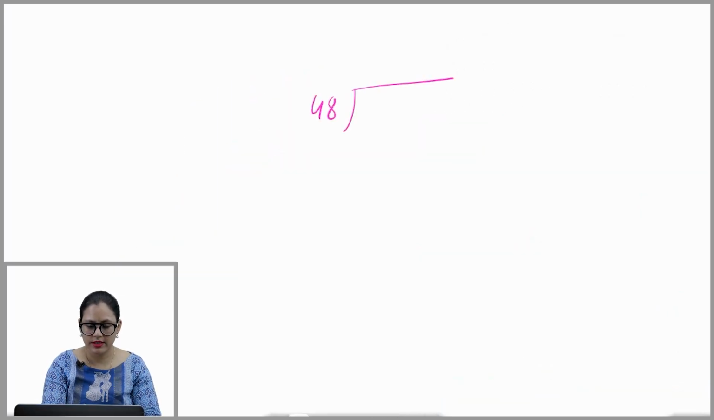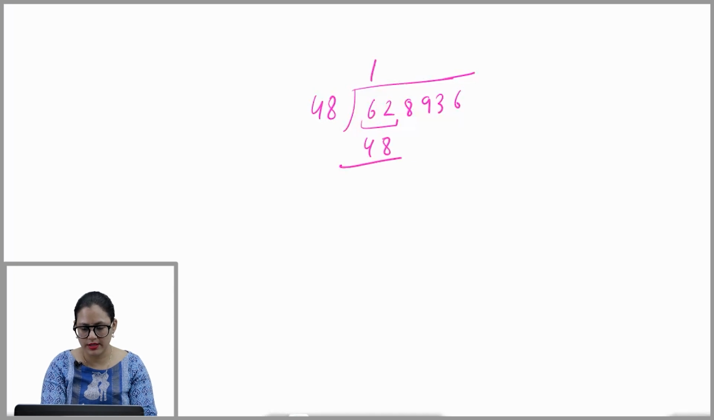You have to divide by 48. 6, 2, 8, 9, 3, 6. Okay. So there are 2 digits in 48. So we'll first take 2 digits, that is 62. It goes with ones. 48 ones are 48. Now you will subtract. You will get 14.